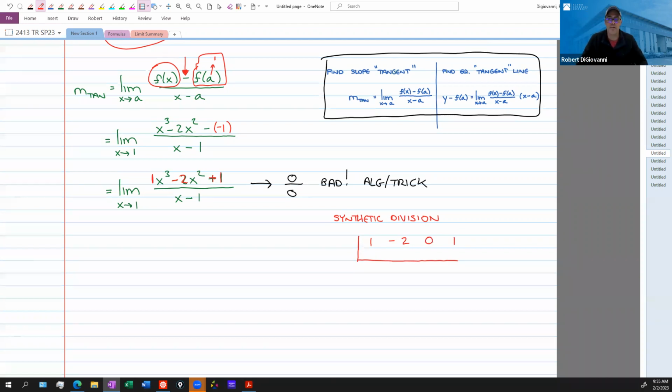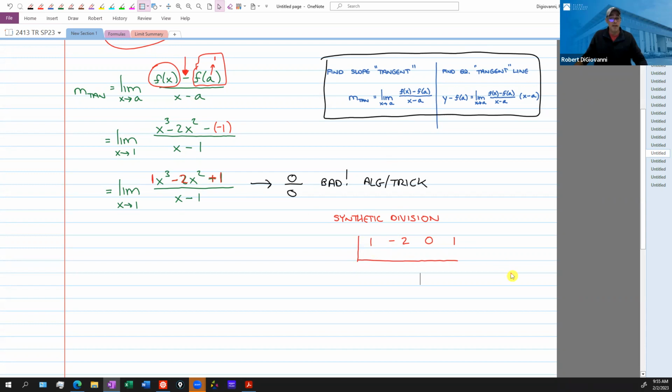Why did I put a 0? Because you're missing a value with just the x. Yeah, I'm missing an x term. So I have to include a 0 for that spot. So I have a 1 in front of x cubed, a -2 in front of x squared. I have a 0 in front of x, and then a 1 by itself.